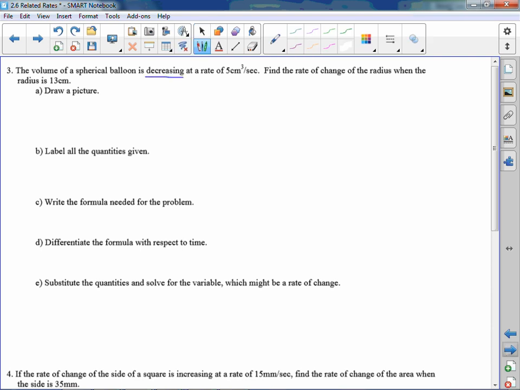Decreasing. I'll give you a tip on this one. The volume is decreasing at a rate of 5. That means that the volume with respect to time equals negative 5 centimeters cubed per second. So you want to really pay attention to what should be positive and what should be negative as far as rates go.